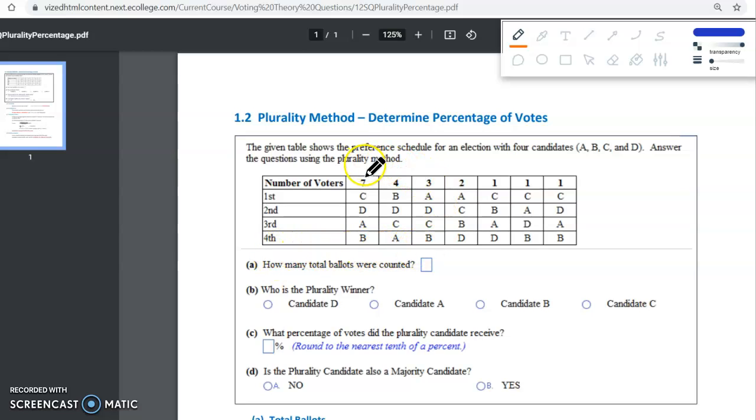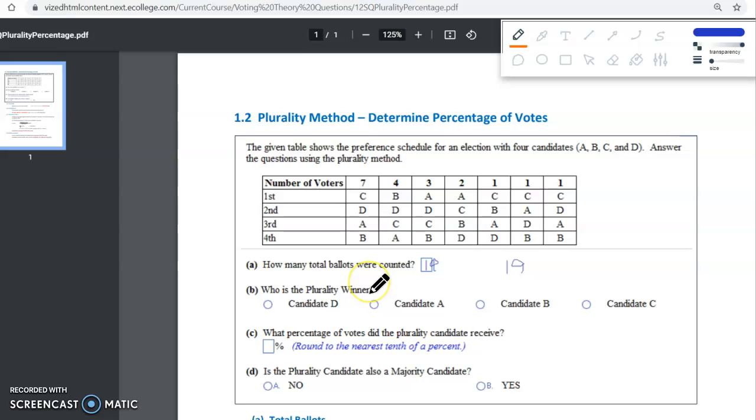So to find the total number of ballots, we need to add up all of the voters up here at the top. So 7 plus 4 is 11, plus 3, 14, 16, 17, 18, 19. So there were 19, and that's a little hard to see in that box, so I'll write it over here to the side. There were 19 total voters in this election.